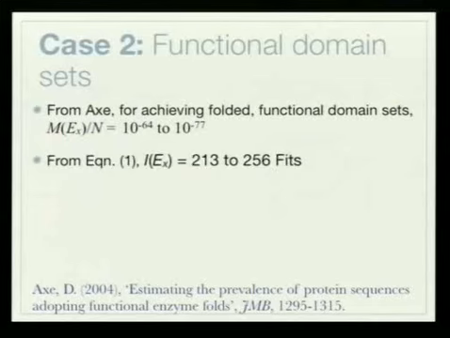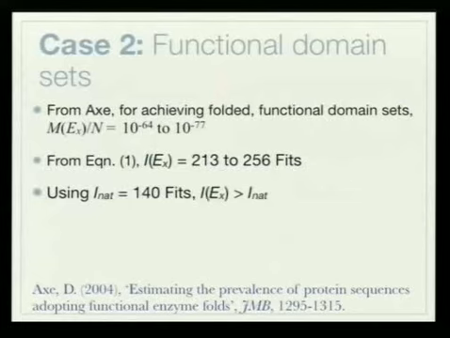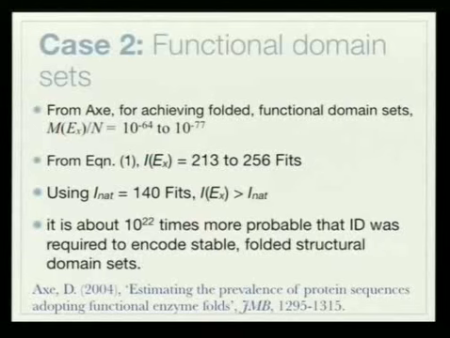We input it. It turns out that we would need perhaps between 213 and 256 fits of information. Using I-nat of 140 bits, we see that the functional information required to produce a structural domain for a protein is greater than what nature is reasonably expected to produce, and it's greater by 10 to the 22 times.